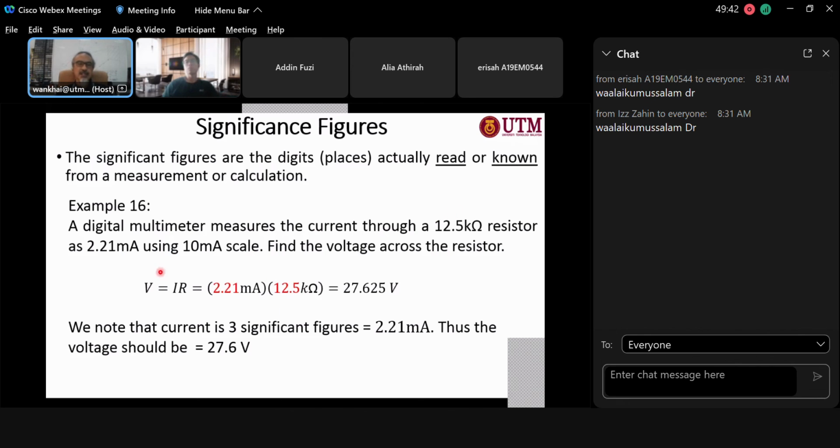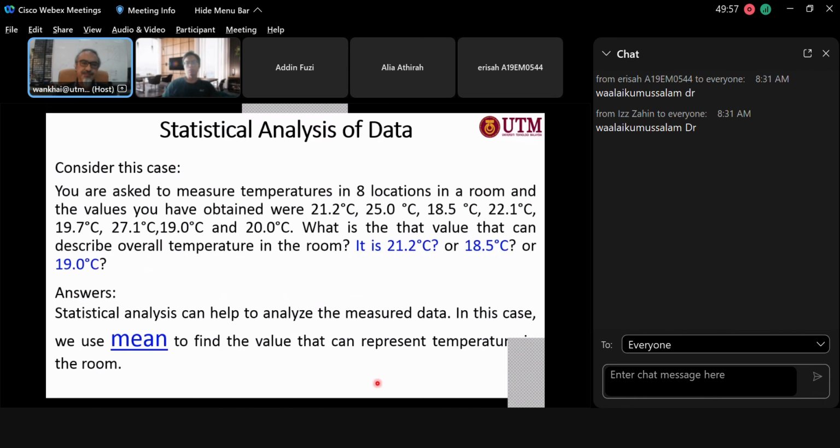We measure the current. So this is where the errors are going to be involved. So anything more than three significant figures is already in error. So we use that, yeah, as a guideline.